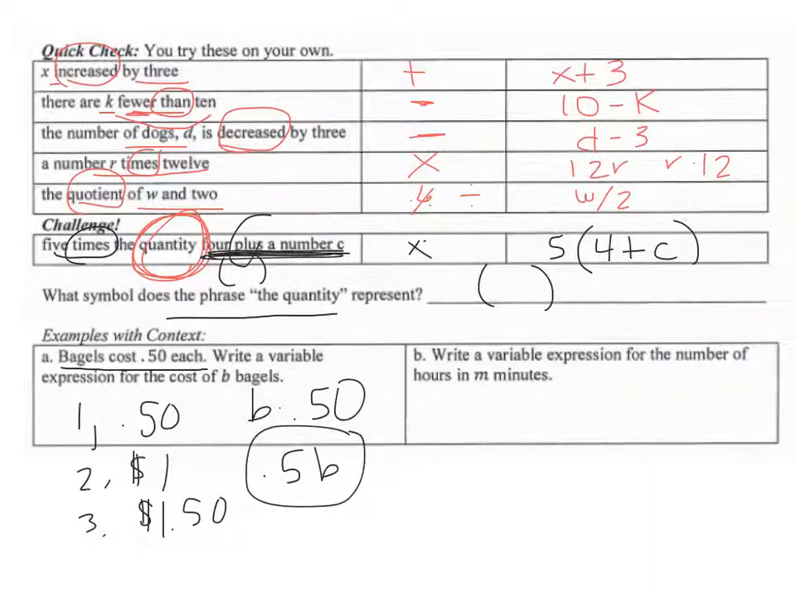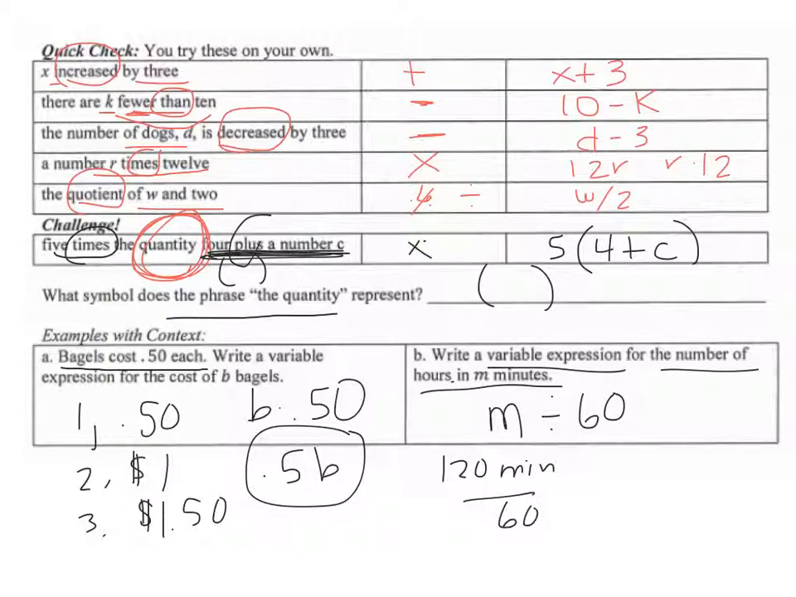Write a variable expression, a variable with an operation, for the number of hours in m minutes. So how do you convert minutes to hours? You take the number of minutes and divide it by 60. So there's my expression. For example, if you knew that there were 120 minutes, you divide it by 60 and you get 2 hours.